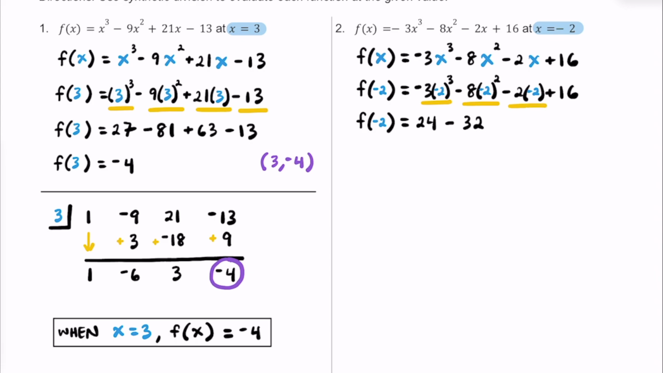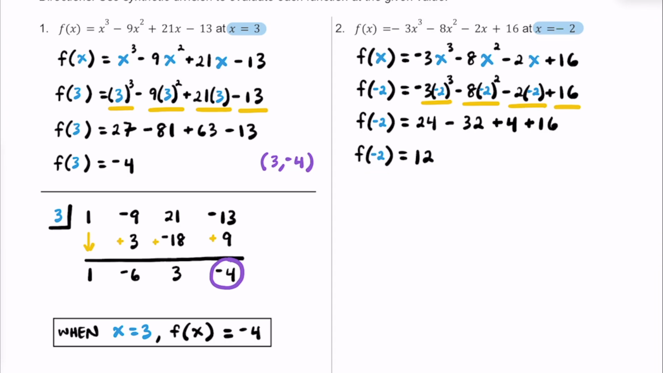For this third term, we have a negative 2 times a negative 2, which is a positive 4. And this last term, we just have this plus 16. So we can just go ahead and copy that down and write plus 16 here. Combining all those constants together, we're going to get the number 12. So when x is equal to negative 2, then we know f of negative 2, or the value of y, is going to be 12.